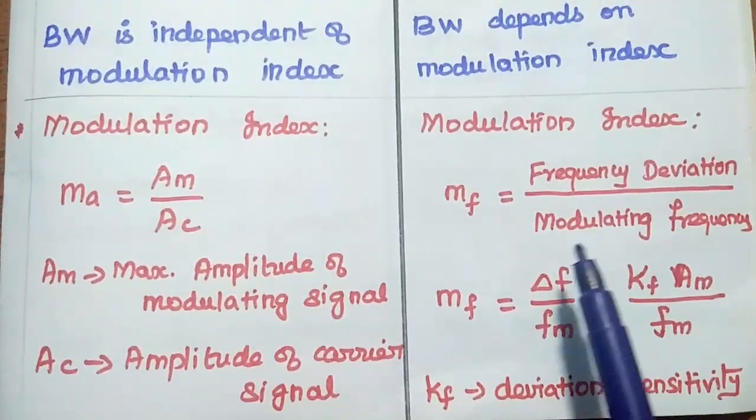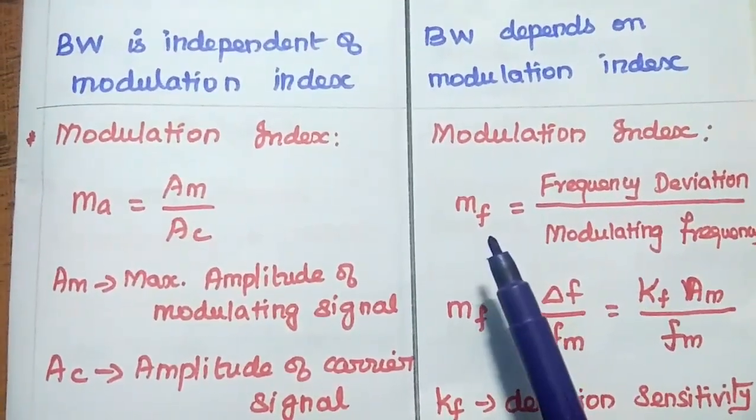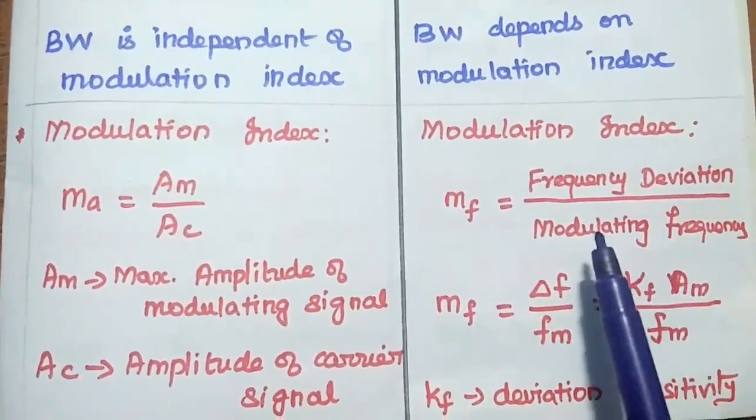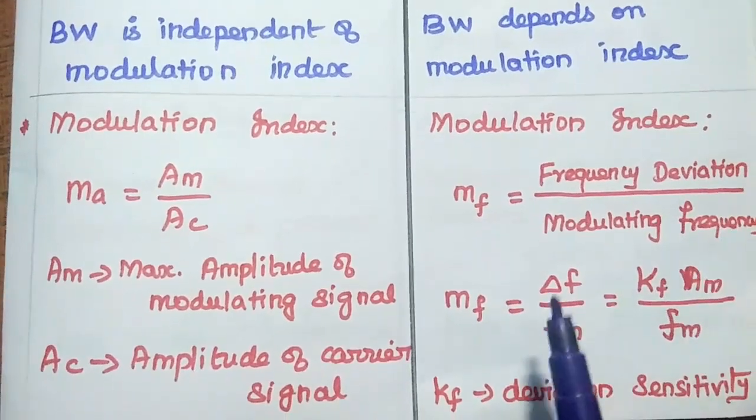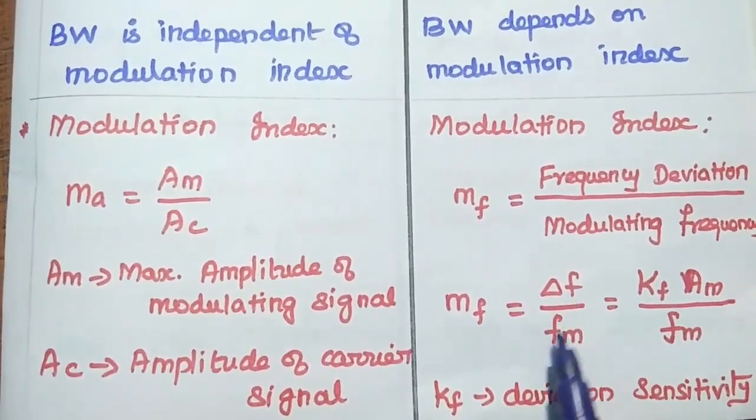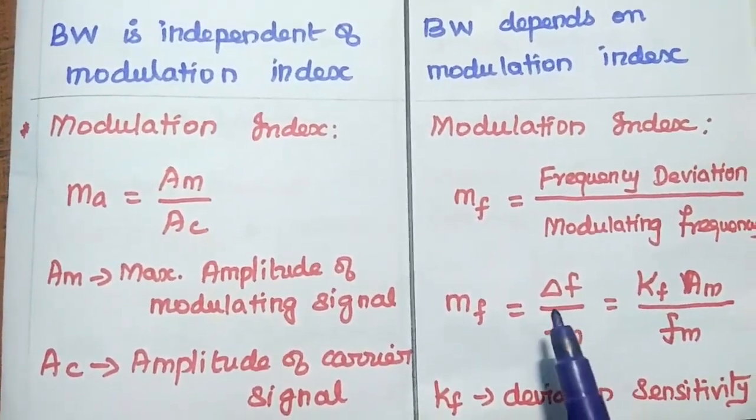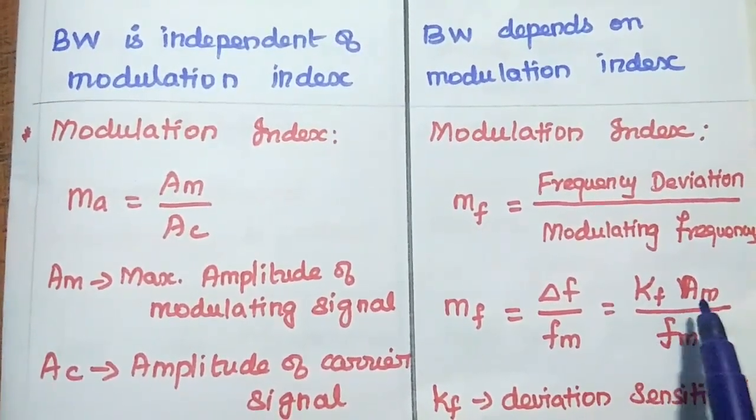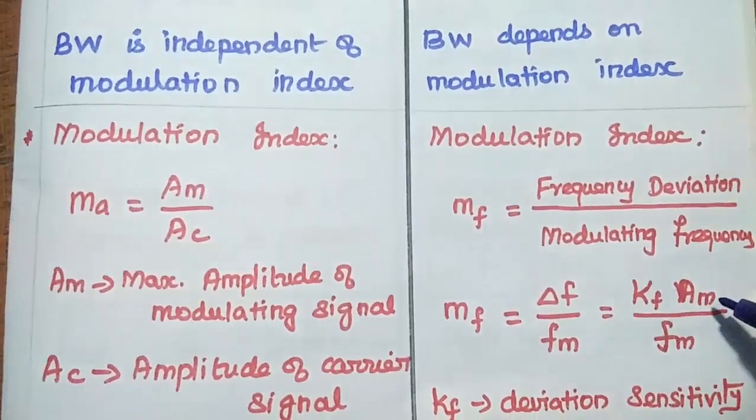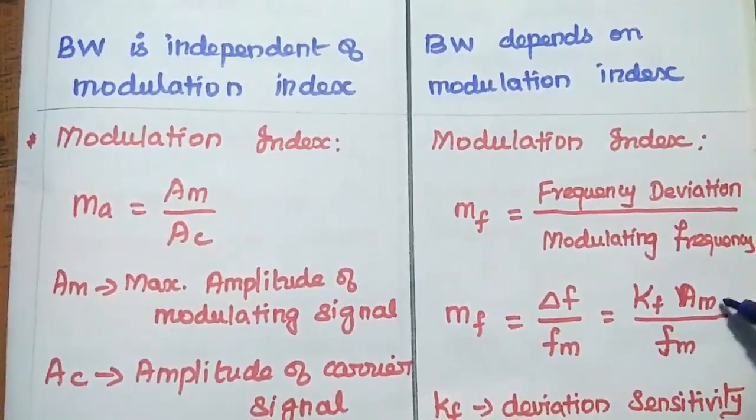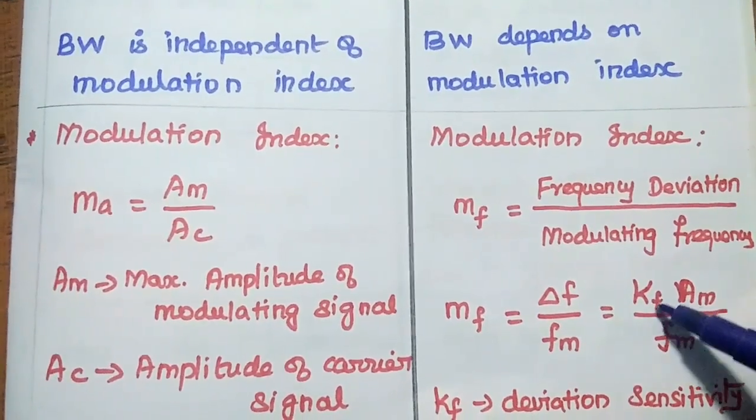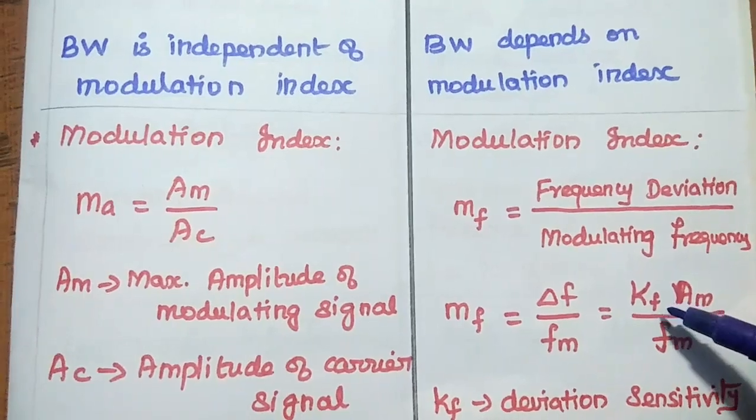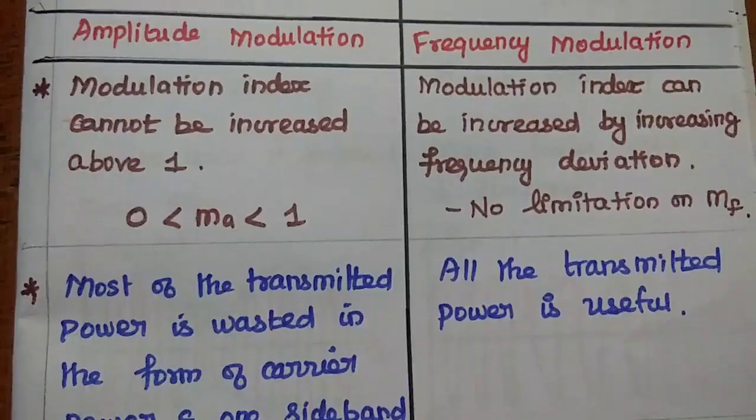For frequency modulation, the modulation index is defined as the ratio of frequency deviation to the modulating frequency. So we can write that as del f by fm, where the frequency deviation is equal to Kf into Am. Here Am is nothing but the amplitude of the modulating signal. Kf is the deviation sensitivity in frequency modulation.